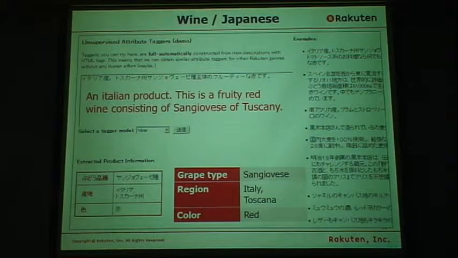Let me show you some examples of our system. This is an example of the wine category. The input sentence is: an Italian product, a fruity red wine consisting of Sangiovese of Tuscany. The system output is like this. Sangiovese is a grape type, Italy and Toscana are regions, and red is a wine color. This system is not only for wine.